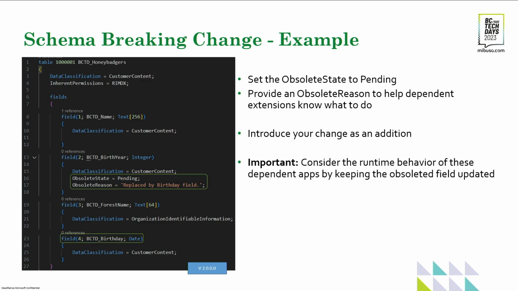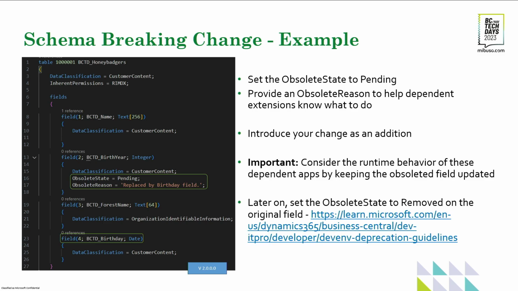Introduce your change as an addition there. You also need to keep in mind that this field, even if obsoleted, might still be used by other apps, so you need to keep on inserting the values there to make sure you're not breaking them on their runtime behavior. And then later on, you can decide to mark it as obsolete and remove it, and there we would ask you to be also mindful of the timeline in which you're doing that to make sure that your dependent apps have time to be upgraded.